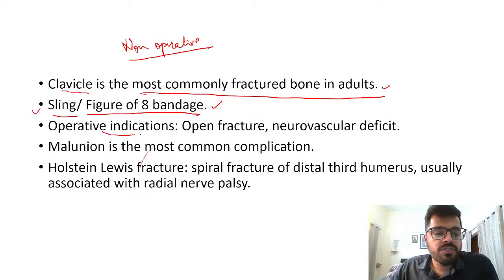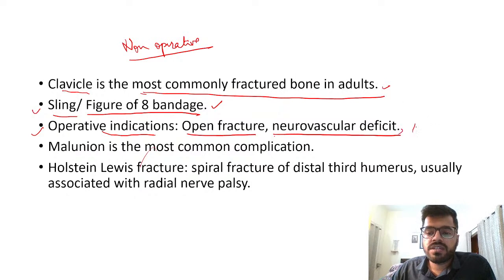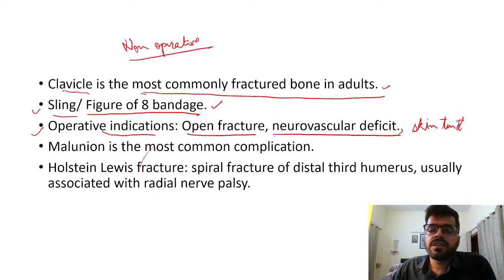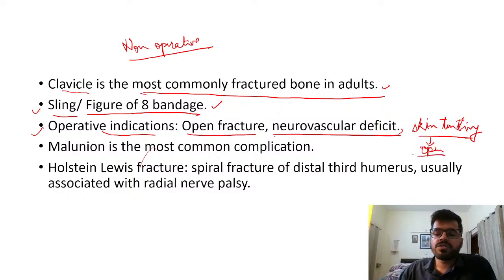Operative indications are few, which include open fracture and when there is some deficit. In that case, we need to operate. Another thing is when there is significant skin tenting, so that later it might lead to piercing of the skin and could lead to transformation into an open fracture. In those cases also we operate. Malunion is the most common complication of a clavicle fracture.